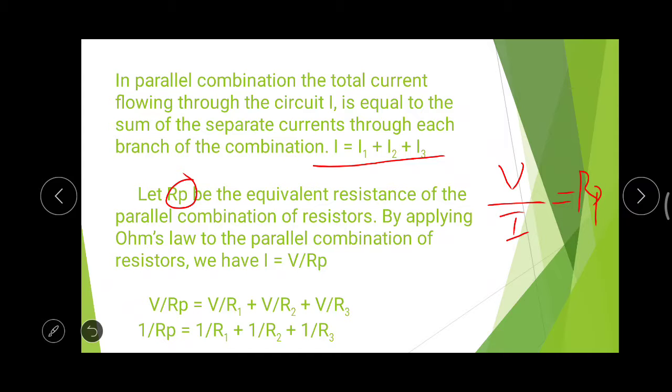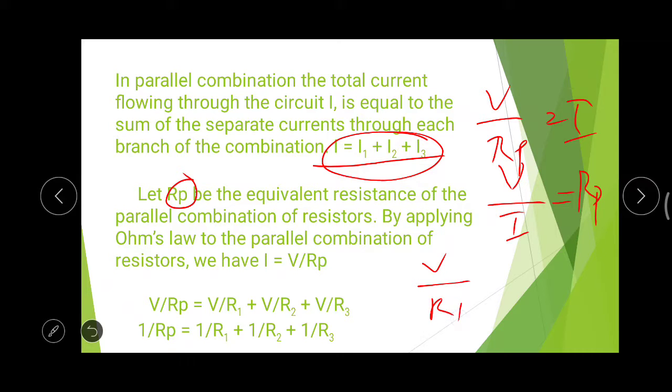So we have to substitute this V by Rp is equal to I in this equation. The current I is equal to I1 plus I2 plus I3. In the same way, I1 will be equal to V by R1, because V by I1 is equal to R1. So I1 will be equal to V by R1, I2 will be equal to V by R2, I3 will be equal to V by R3. So we are substituting those values.